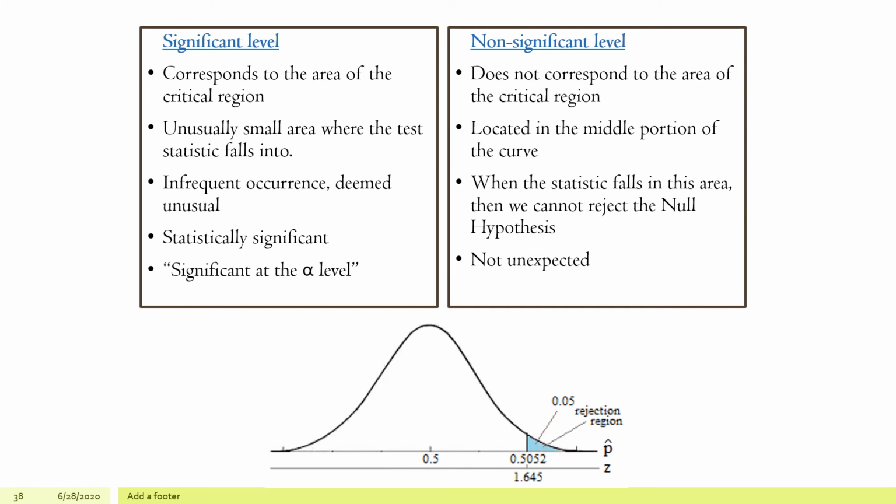Infrequent occurrence deemed unusual. Here, when the statistics falls in this area, then we can't reject the null hypothesis and you have to accept null hypothesis. So if your data area is somewhere here, if z value or t value are somewhere here, then you are unable to reject null hypothesis. Your data value should be always here, then only you can reject null hypothesis.